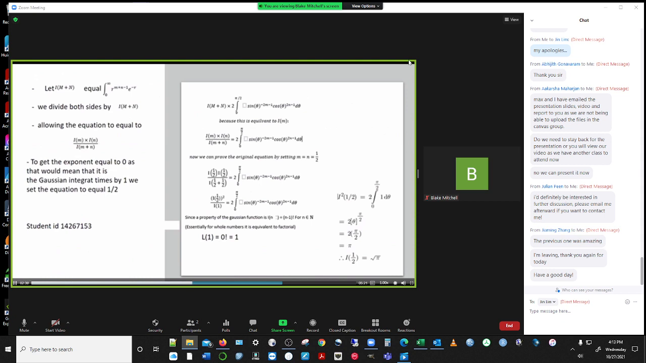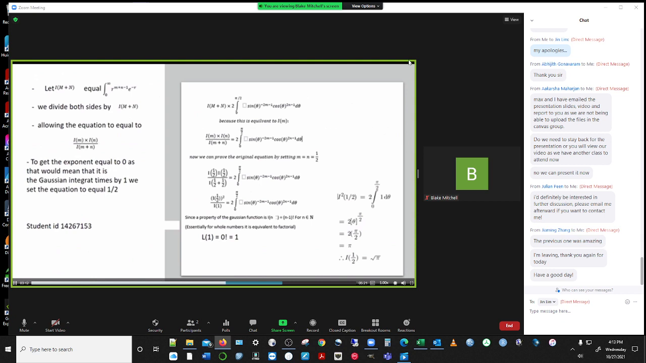This allows us to simplify the equation of the first line to I of m plus n times 2 integral pi over 2 sine theta to the 2m minus 1 cos theta to the 2n minus 1. This is also therefore equivalent to the function I of m. This then allows us to change the equation of the first line to I of m times I of n over I of m plus n. We now have the original equation and can therefore be proven by setting m and n to 0.5.